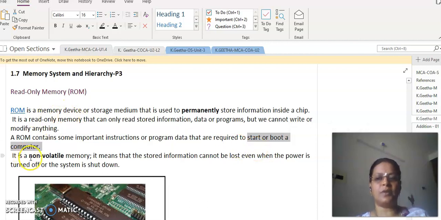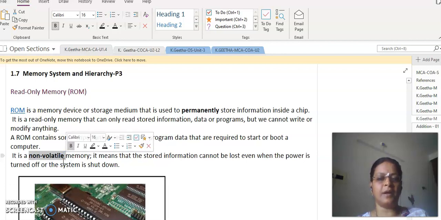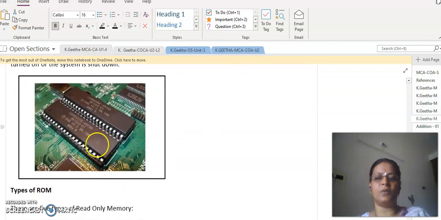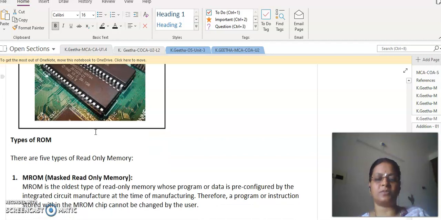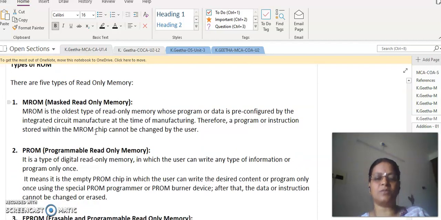It is of course a category of non-volatile memory, meaning that even if the power is not there, the content is not going to be erased. Even if the system is shut down, it will remain as such. Now this is the sample chip, how it will look like. So this is the ROM chip where all the startup routines are stored inside, and we will now see the types of ROM.